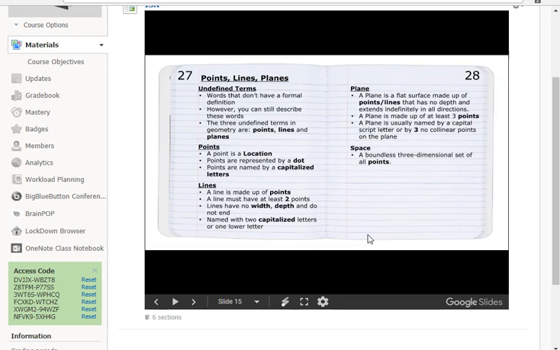Oh, because we ran out of time. All right, so on this page, we ran out of time yesterday. Space should be on page 27 and 28. Space is a boundless three-dimensional set of all points. Basically, everything around us is space. We work in space, okay? All the lines, all the planes are all inside of space, okay?